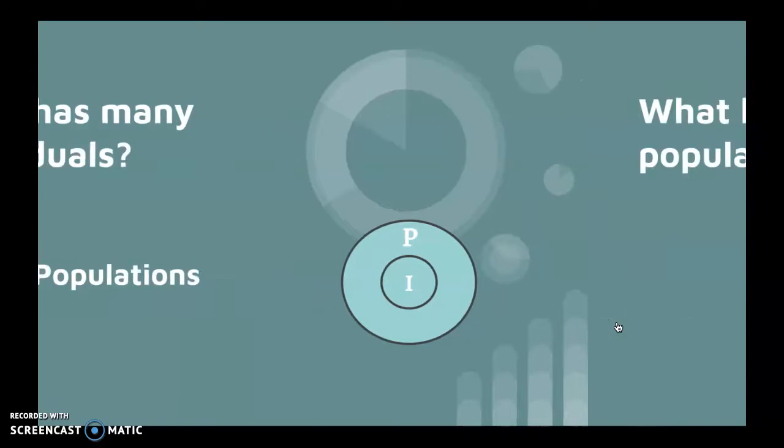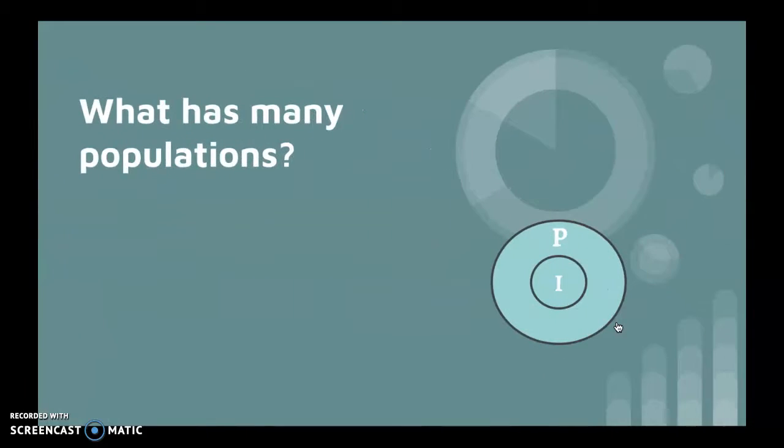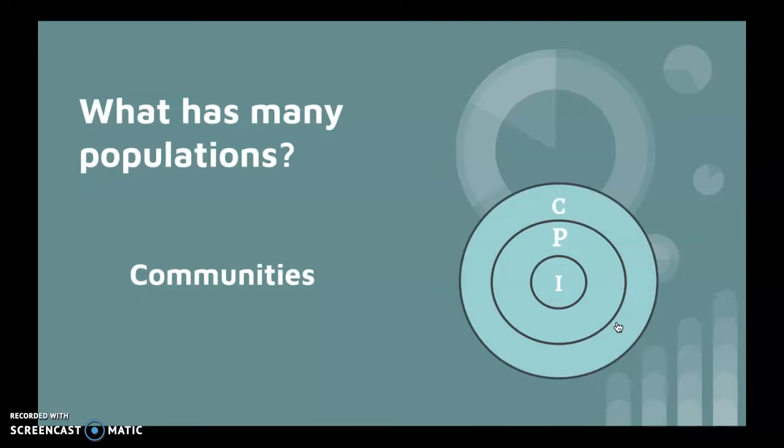All right, next question, only two more. What has many populations? What did you think? Many populations? Did you say communities? If so, excellent. So we add an even larger circle with communities because remember, if we have more than one population, that equals a community. All right, last question, guys.